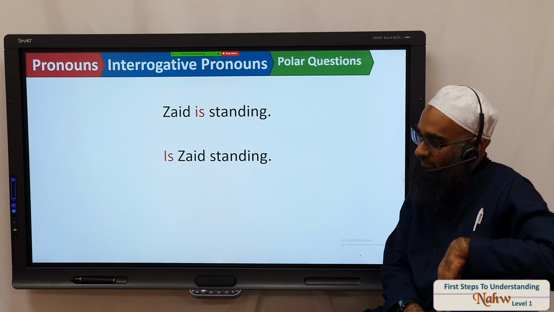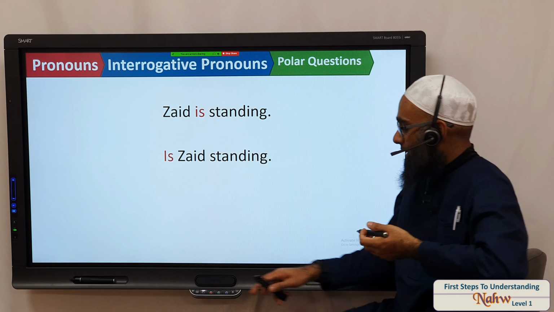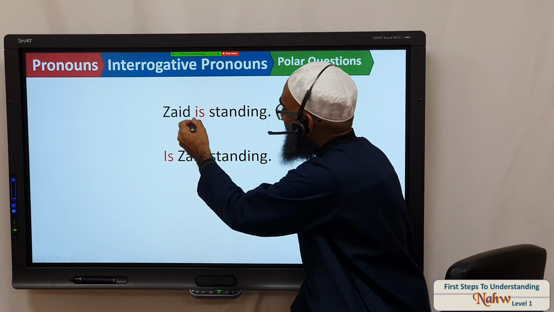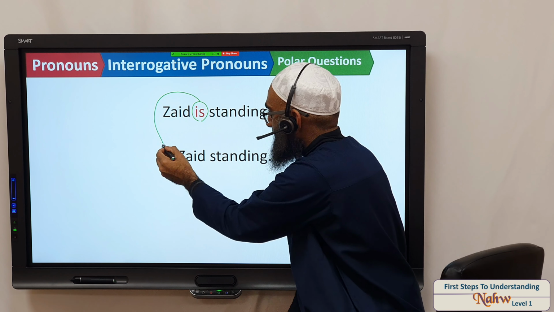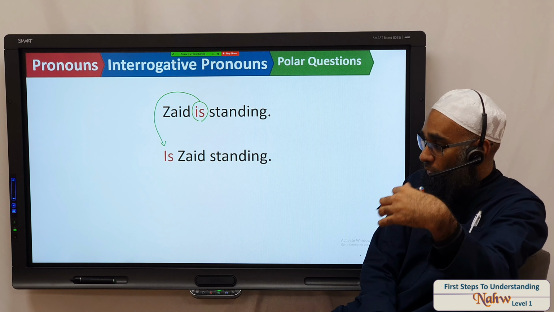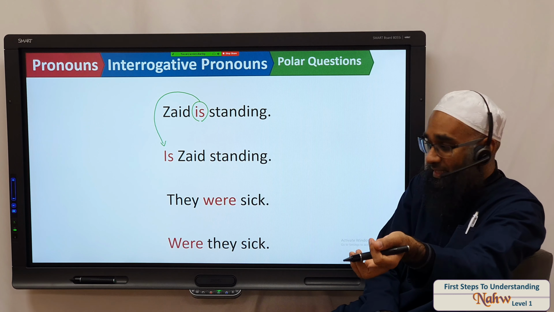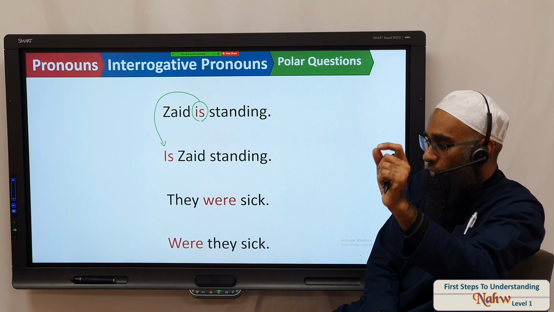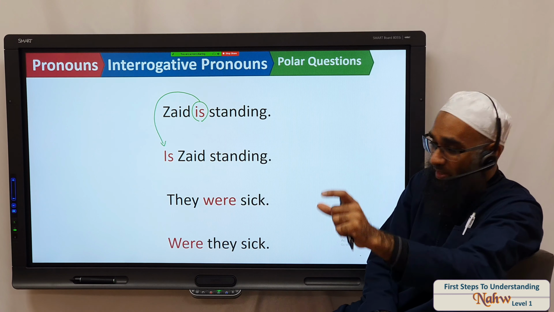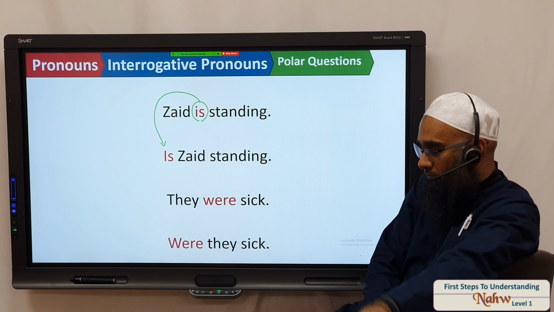So Zayd is standing. Is Zayd standing? To make a question in English translation, you move the is to the beginning of the sentence. So the joining word, the is, are, were. Zayd was standing. Was Zayd standing? They were sick. Were they sick? So you move that joining word, the auxiliary verb, to the beginning, then it becomes a question.